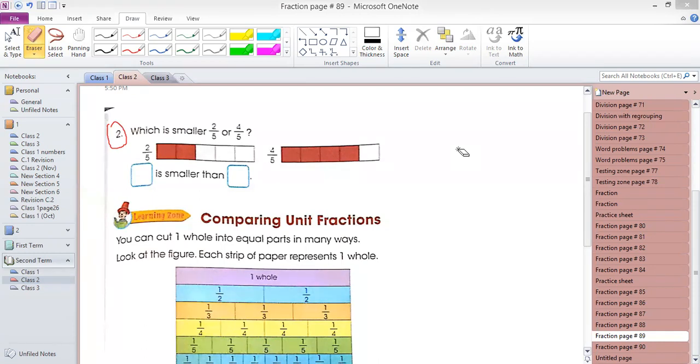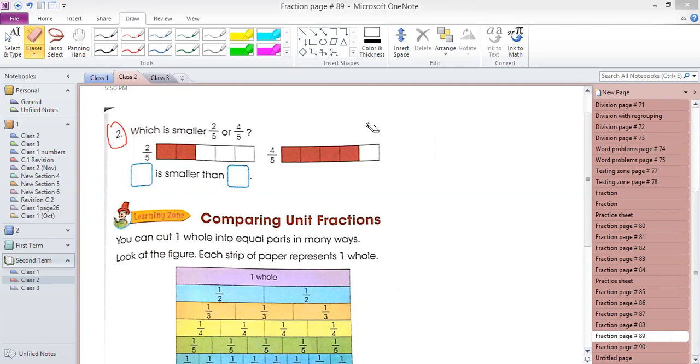Awab Muhammad. Which is smaller, 2/5 or 4/5? 2/5. How do you know? Because 2 is smaller than 4. Good. Thank you.